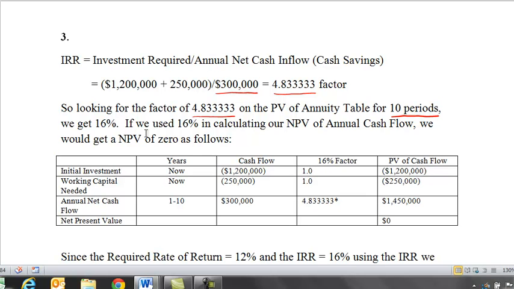And what this says, if we use 16% in calculating our net present value of annual cash flow, we would get a net present value of 0 as follows. So again, just like we did previously, we look at our investment, which is being invested now, our working capital also being invested, and look at our annual net cash flow of the $300,000 using that factor of 4.83333. That comes out to be $1,450,000 positive versus the negative $1,450,000, and gives us a net present value of 0.